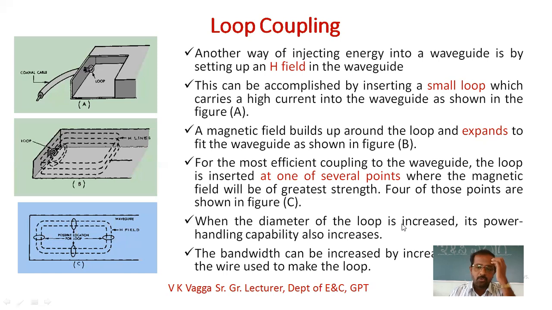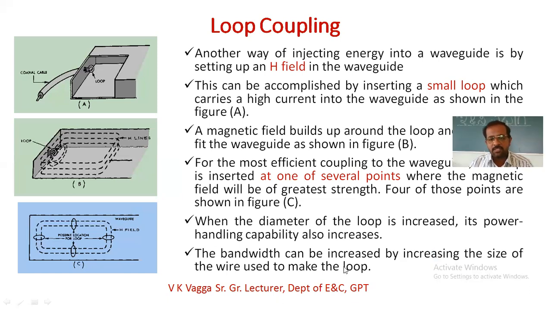When the diameter of the loop is increased, its power handling capacity increases. It's very normal. If you increase the diameter of the pipe, what happens? The flow of the water inside the pipe increases. In the same way, if the diameter of the loop increases, its power handling capability is also going to increase here. The bandwidth can be increased by increasing the size of the wire used to make the loop. So this is about the loop coupling. Okay, again I am going to explain.